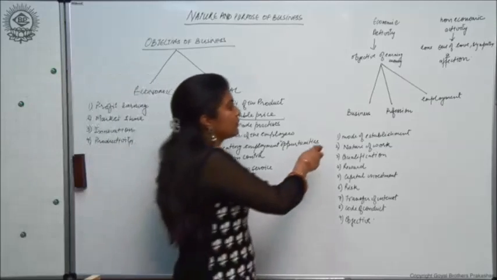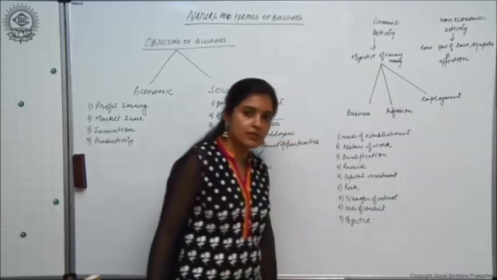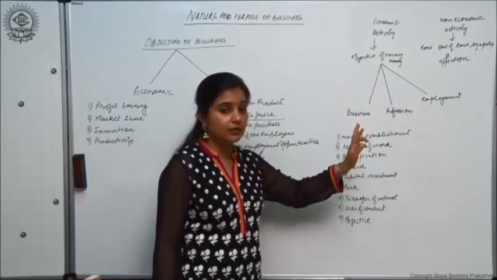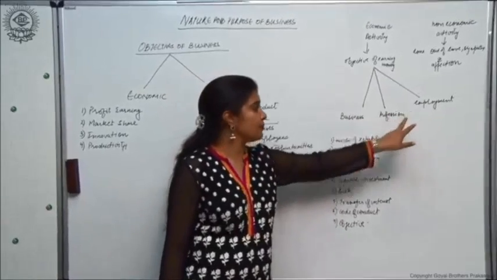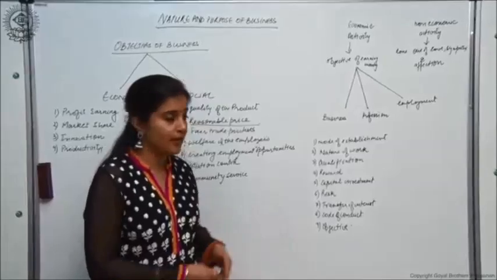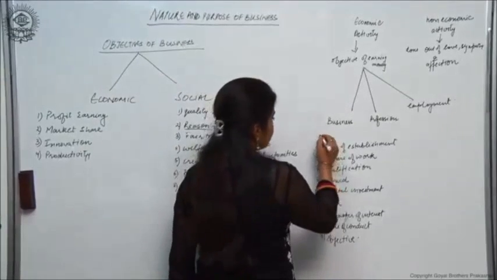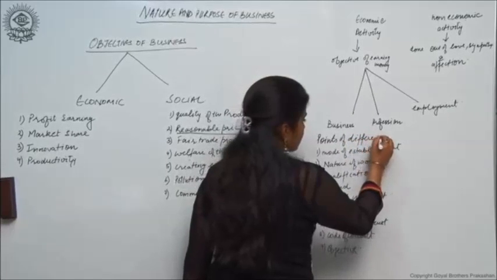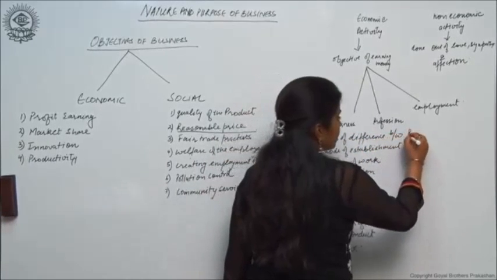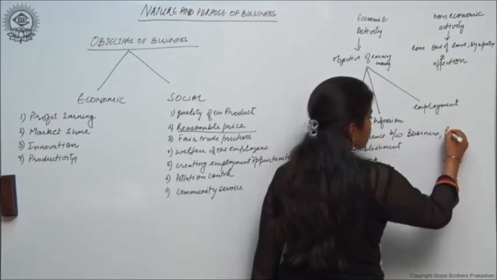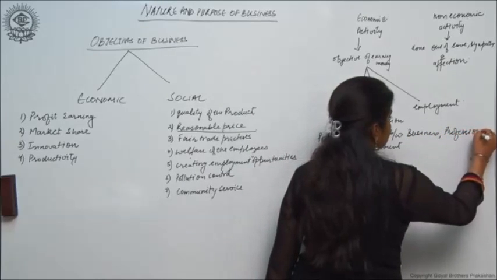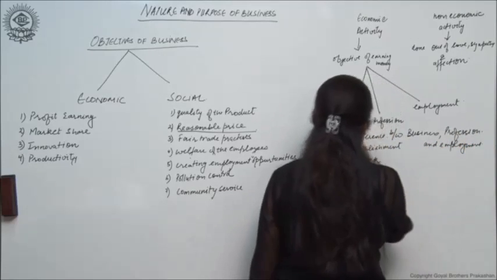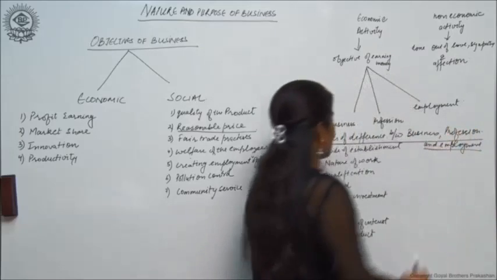Now, although all 3 of these, business, profession and employment, are economic activities, yet they are different from one another, and we can differentiate between business, profession and employment on the basis of these points, right? What are these? These are points of difference between business, profession and employment, right? We'll take up each point one by one and we'll see how it is different.